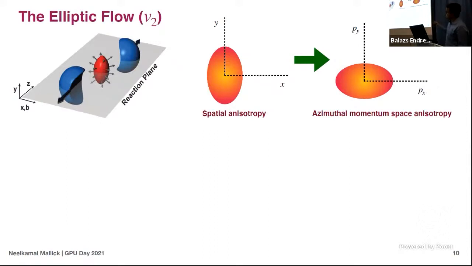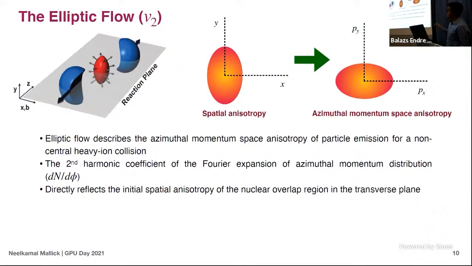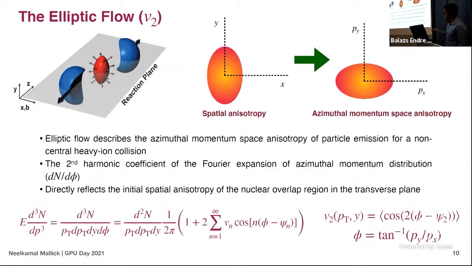And due to this pressure gradient in the QGP medium, particles which are coming in the X direction will have more momentum as compared to particles which are coming along the Y direction. And thus the spatial anisotropy due to the initial geometry gets converted into azimuthal momentum space anisotropy, where we detect the particles in the final state. So this refers to the elliptic flow, and it is defined as the azimuthal momentum space anisotropy in non-central heavy ion collisions.